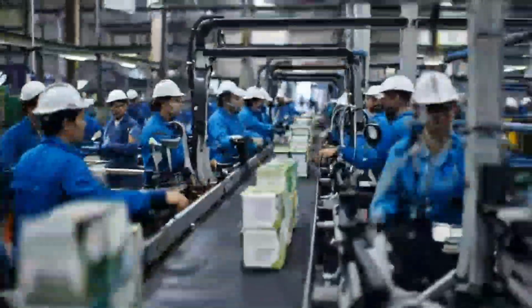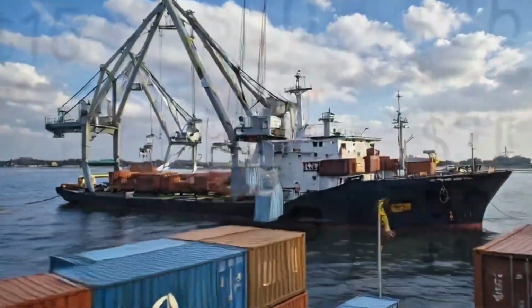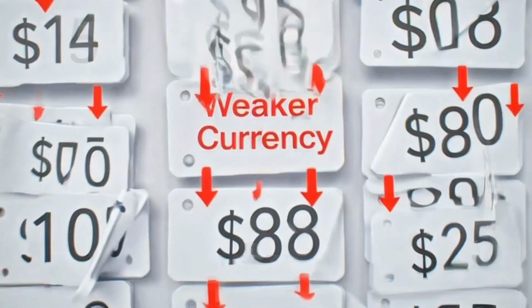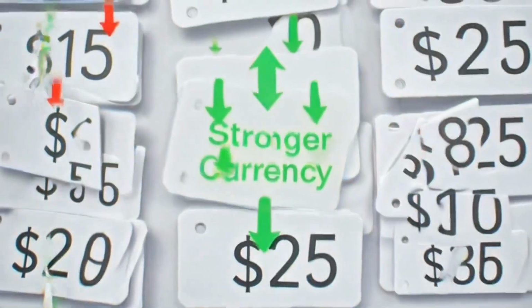When a country's currency becomes weaker, its exports become cheaper for foreign buyers. This increases international demand and helps local industries grow. However, when the currency becomes stronger, exports become more expensive and sales may decrease.